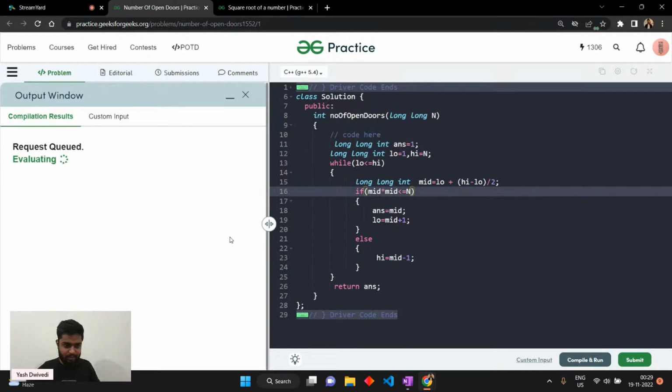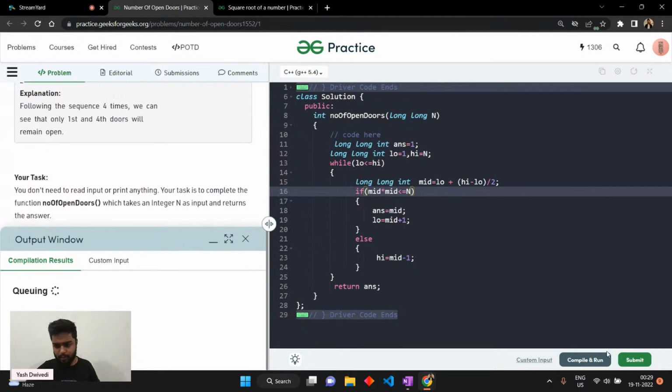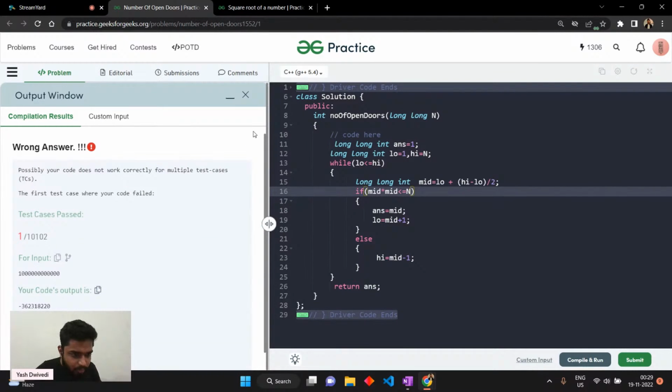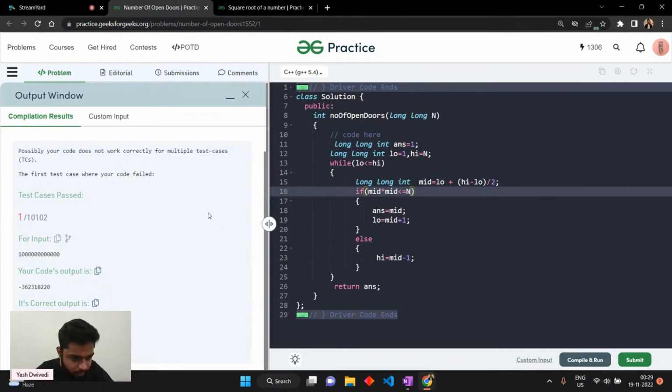Okay, let's try and see what happens. Works for the samples here as well. Let's try and submit it. I hope that it works if I've not made any mistakes. Okay. Does not work for this kind of a sample.